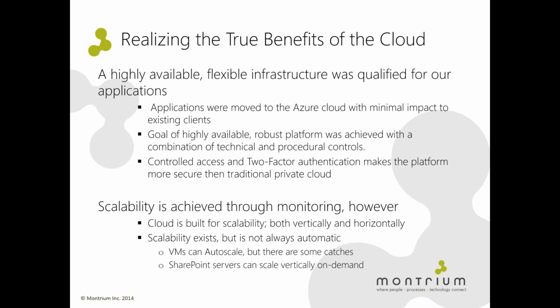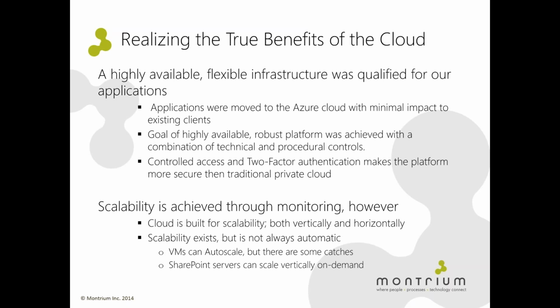Often the cloud is thought of as completely elastic. However, it's important to note that scalability and elasticity are not quite the same thing. The cloud, particularly Azure Infrastructure as a Service, is built very much for scalability, both vertically and horizontally. Those are two different terms. Vertically refers to giving the same machine more resources. So if you have a machine with 10 gigabytes of RAM, maybe you give it 20. Horizontally means you simply add more servers to your cluster. And the cloud is built for both of those, and we can achieve both of those.